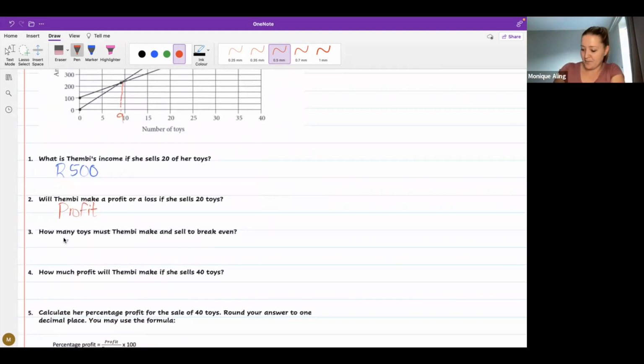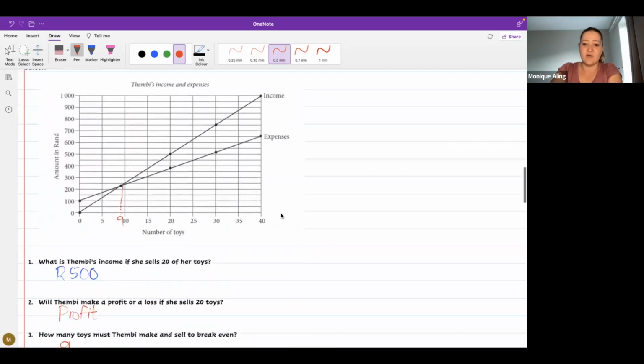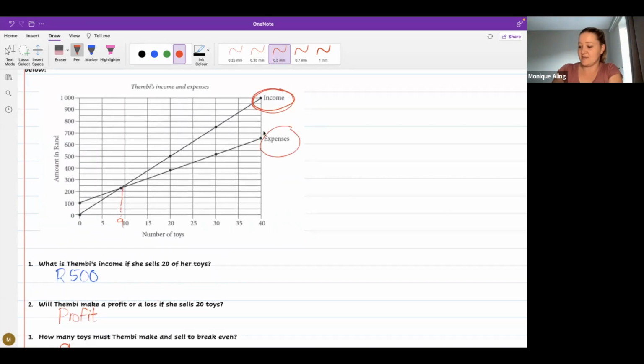All right, then number 4. How much profit will Tembi make if she sells 40 toys? Now remember profit, we spoke about this on Monday. There are 2 formulas that we can use for profits, and those formulas we need to know off by heart. It all depends on what we're looking at. The one formula is selling price minus cost price, or your income minus your expenses. And if we look at the scenario at hand, we are dealing with incomes and expenses. So we'll be using income minus expenses.